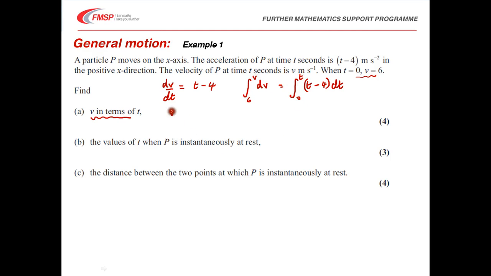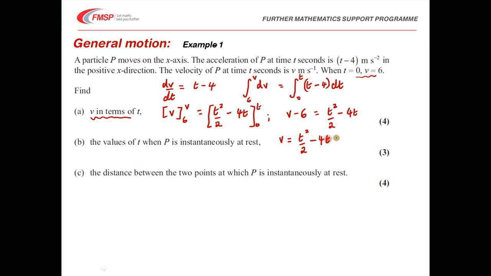Integrating both sides here, left hand side gives me v between 6 and v, and the right hand side gives me t squared over 2 minus 4t between 0 and t. Putting those limits in, on the left hand side gives me v minus 6, and on the right hand side t squared over 2 minus 4t, and then minus zeros, which means that my expression for the velocity at time t is t squared over 2 minus 4t plus 6.